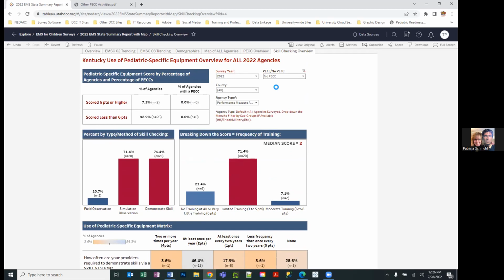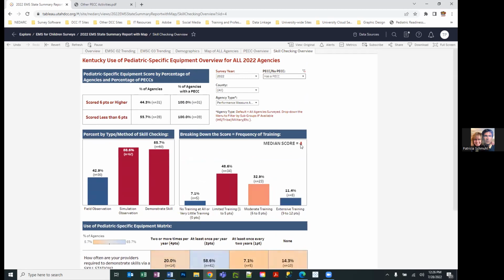And if you look at those that have a PEC, they're still at 4. However, you're seeing your extensive training, which can go up to 12 points, your moderate training, and this limited training dropped from 71 to 47%. So that's pretty impressive to show.